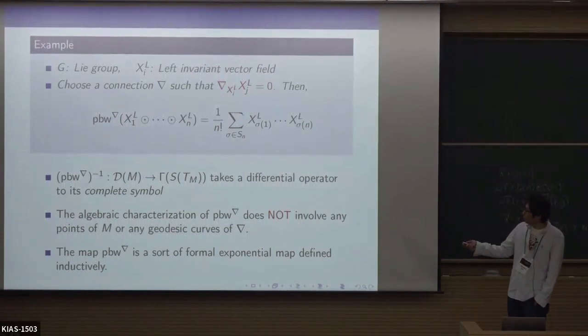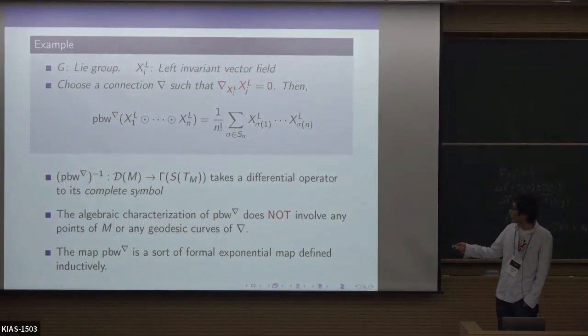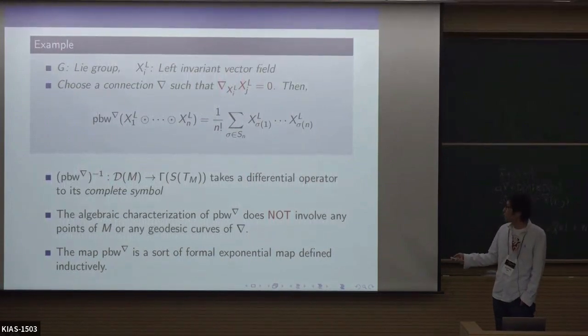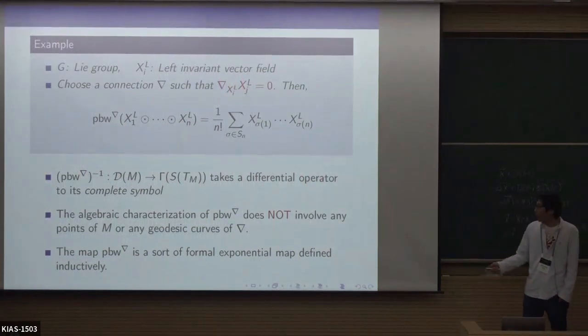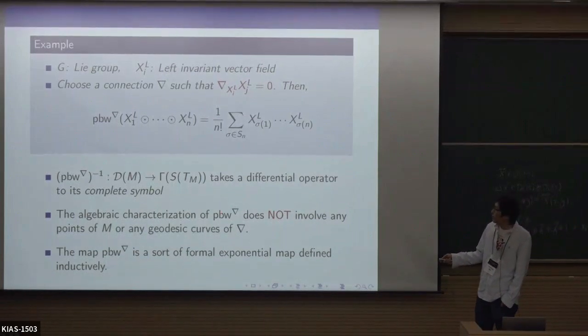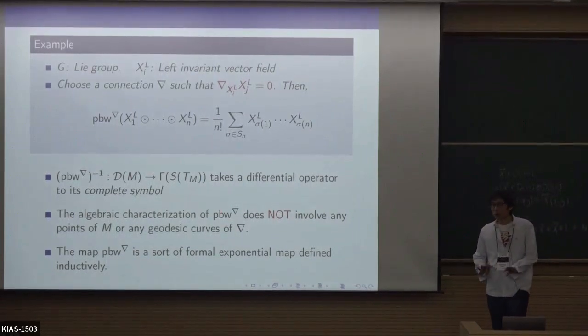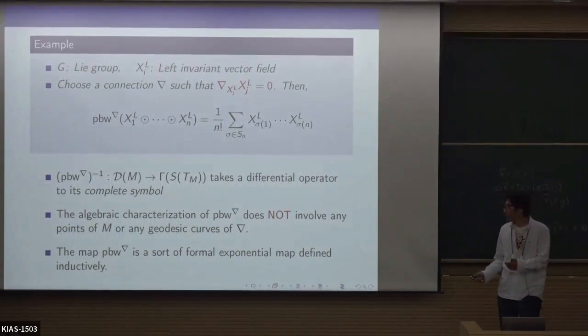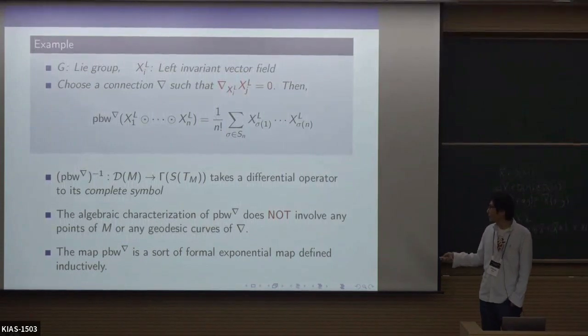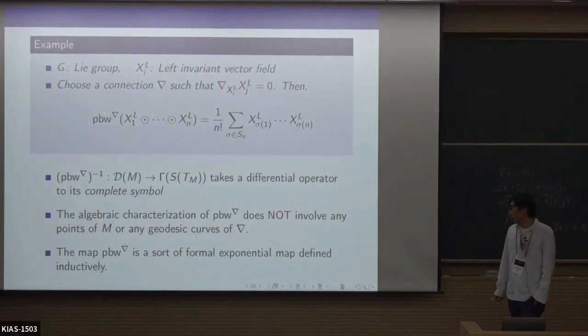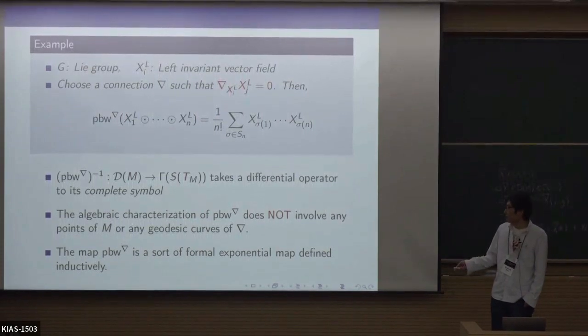A few remarks are in order. This inverse map is considered as a map sending a differential operator to something called the complete symbol. And in this algebraic characterization of PBW, there was no need to think about the points on the manifold or geodesics. We only need the connection and those formulas, and we can completely characterize this PBW. So we can think of this PBW as the formally defined exponential.